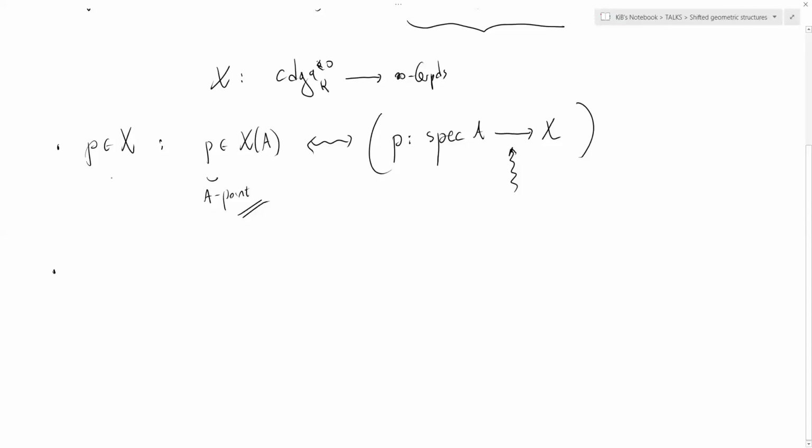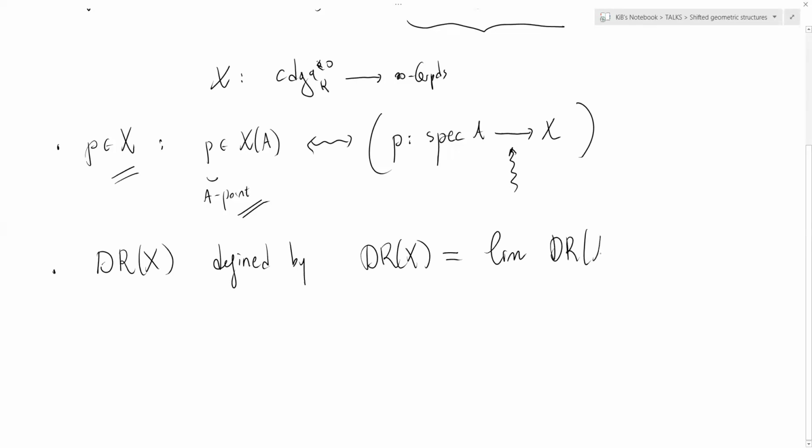Of course, for any derived stack, you can define the de Rham algebra, or the de Rham complex, which is essentially defined by using the infinity limit. This is a limit of the de Rham algebras: you have the CDGA A, you consider the de Rham algebra of A, and you take the limit in the infinity category of CDGAs. So this is how we define the de Rham complex.